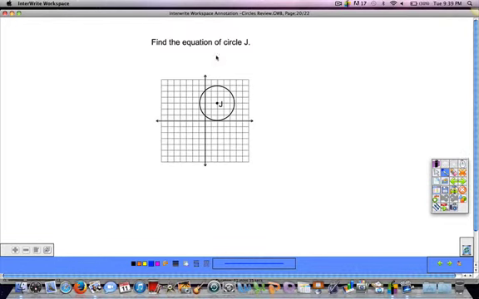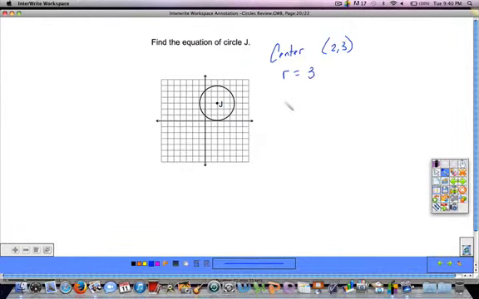Alright, find the equation of circle J. Same thing. Always find the center. Always find the radius. Center, let's see, 1, 2, 1, 2, 3. Center is at 2, 3. Radius, we have to count. That's supposed to land exactly, but the software is not being as cooperative as I'd like. So let's count these. 1, 2, 3 here and 1, 2, 3 there.